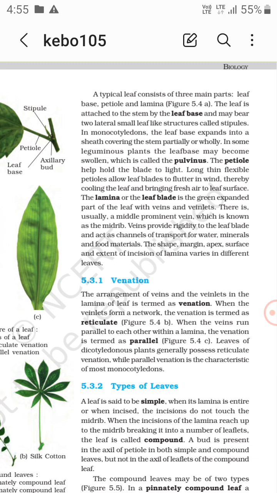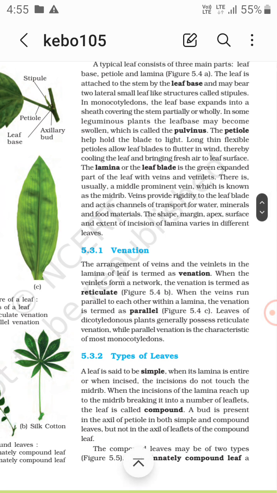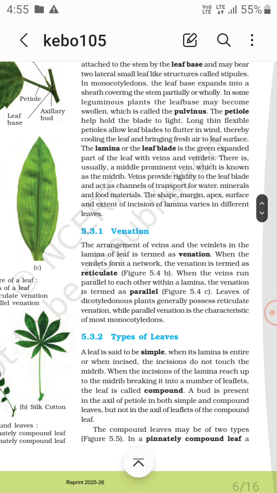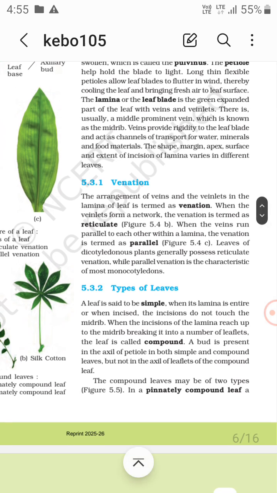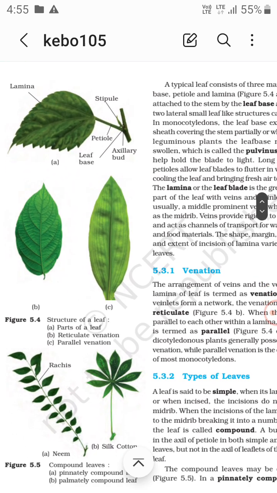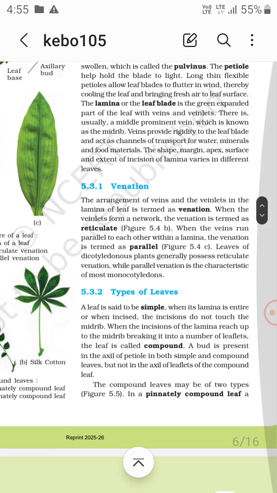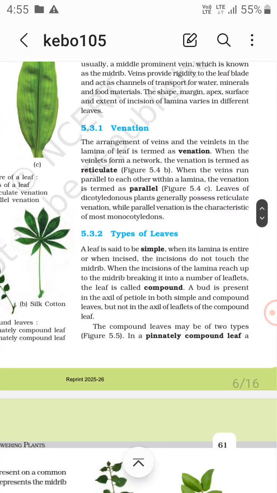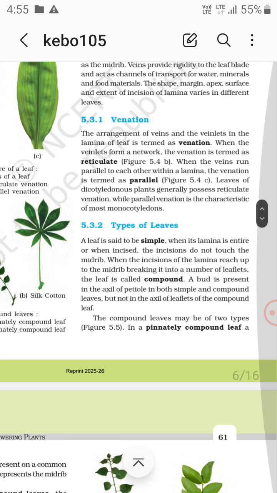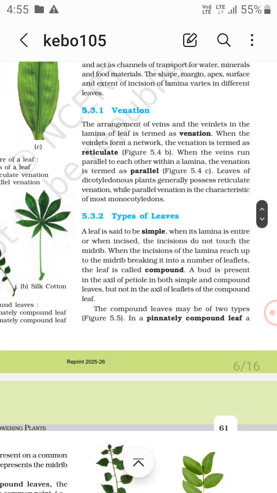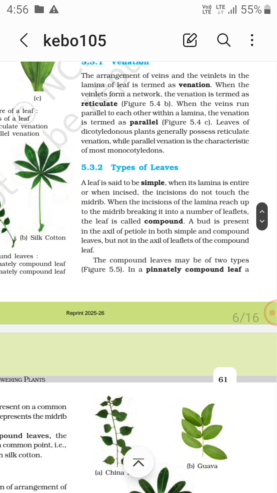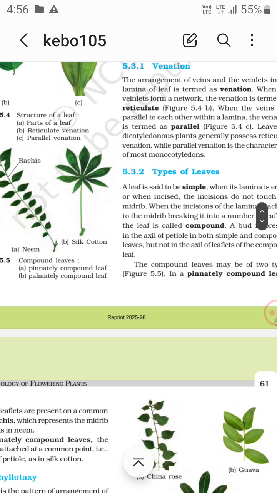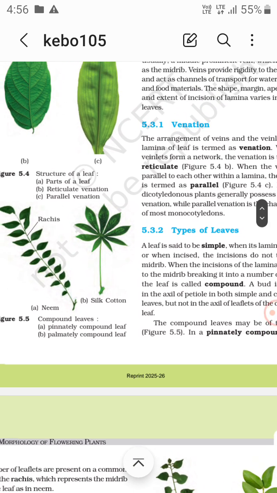Now there is usually a midrib, and the shape, margin, apex, surface, and extent of incision of lamina varies in different leaves. So venation: leaves of dicotyledonous plants show reticulate venation, and parallel venation in most monocotyledons. Okay, now parts of a leaf: reticulate venation, parallel venation.